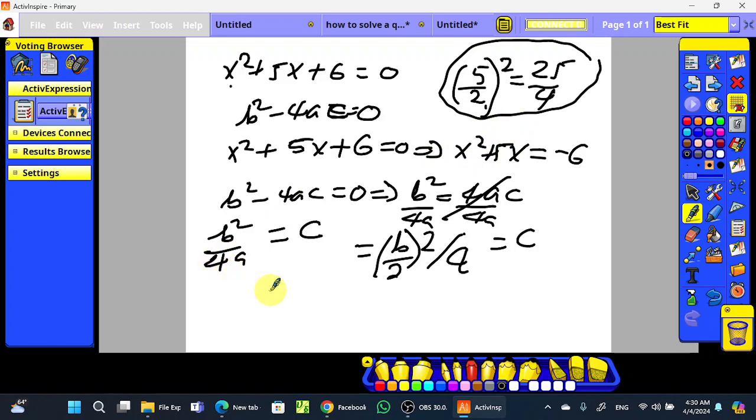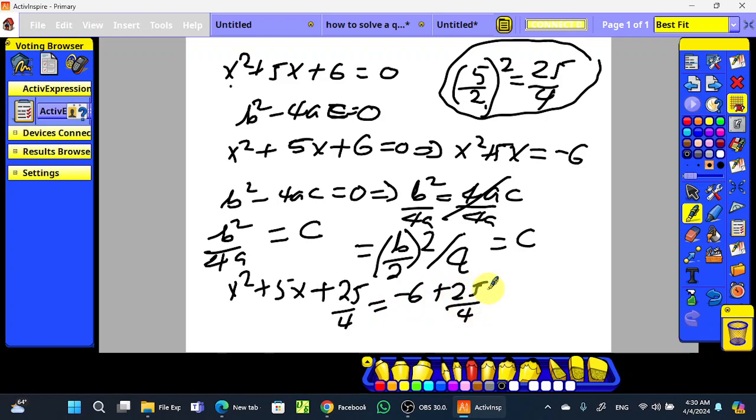Let's go ahead and solve the problem now. This is b over 2 squared. Okay, that's 25 over 4. x squared plus 5x plus 25 over 4 is equal to minus 6 plus 25 over 4.